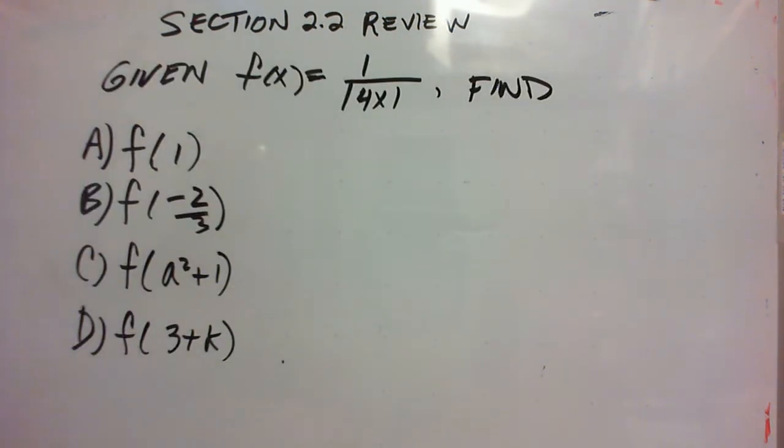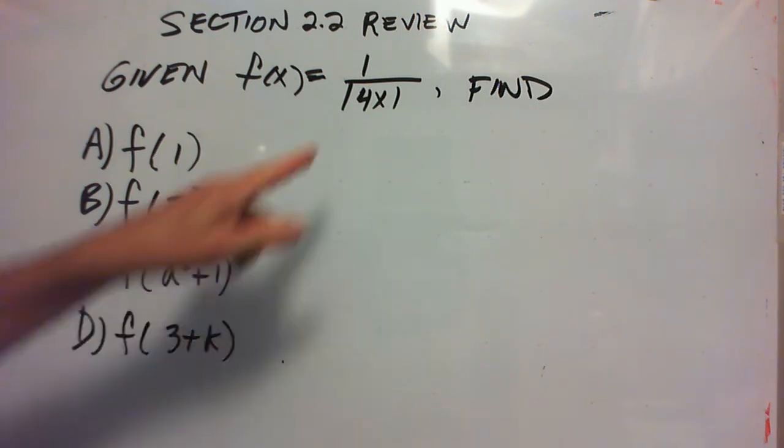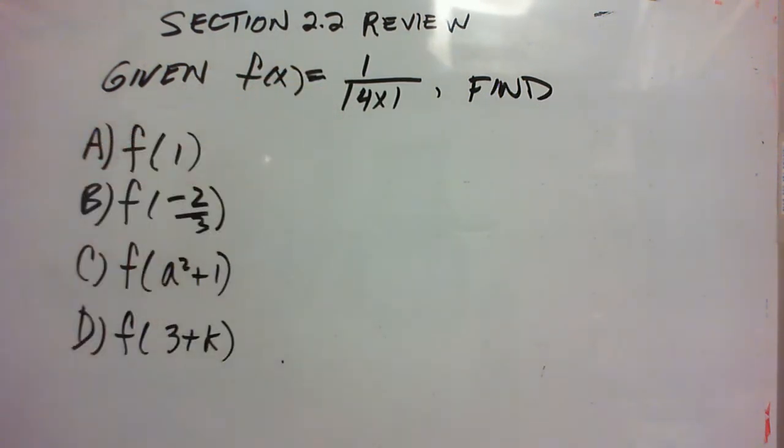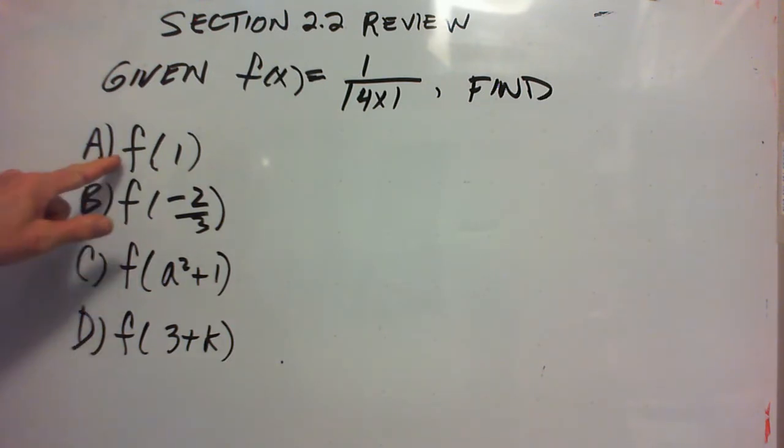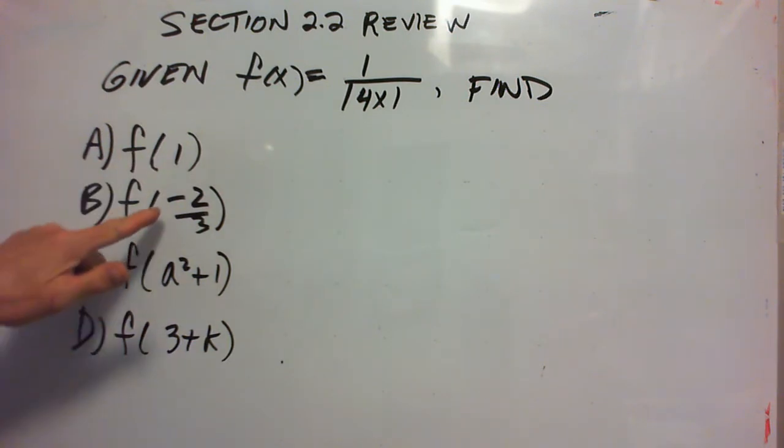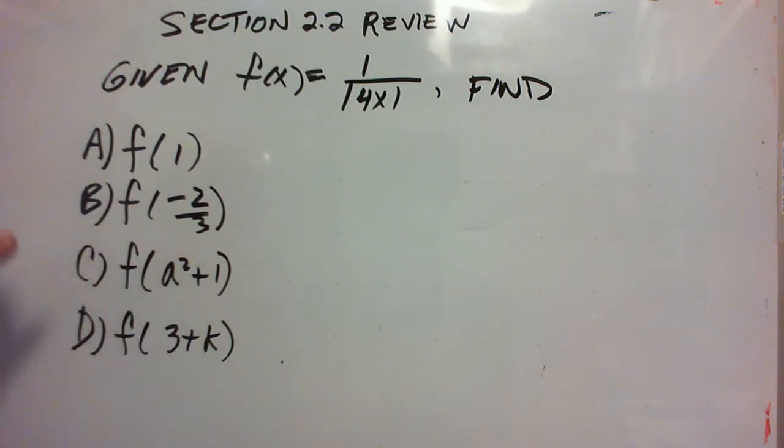Okay, we're going to do another problem. Evaluating functions. Given f of x equal 1 over absolute value of 4x, find these different expressions where we evaluate the function at x equal 1, negative 2/3, f of negative 2/3, f of a squared plus 1, f of 3 plus k.